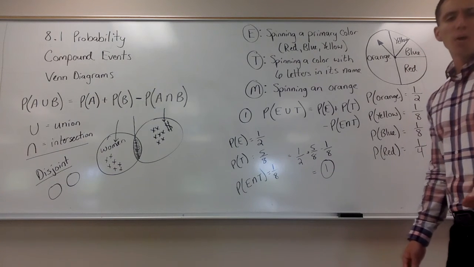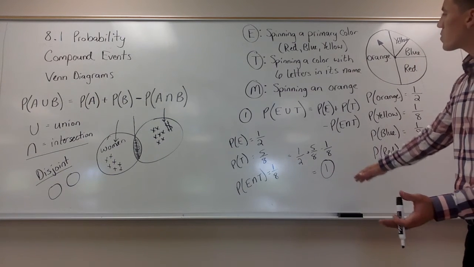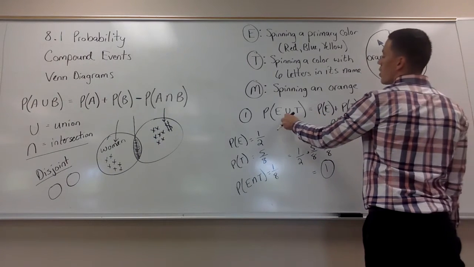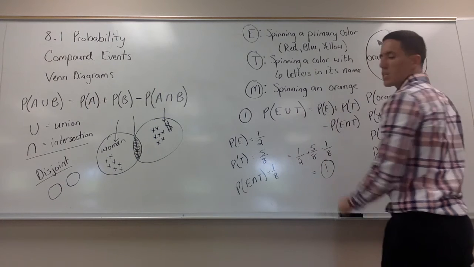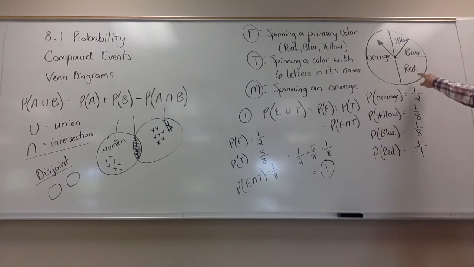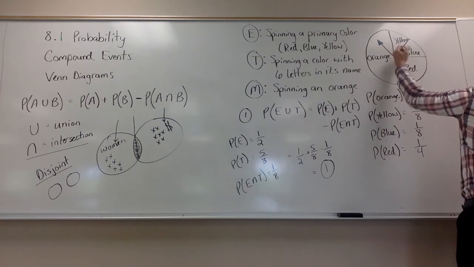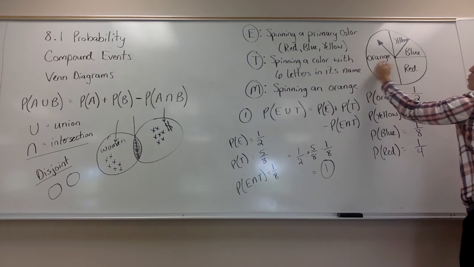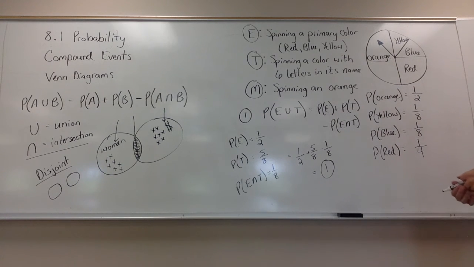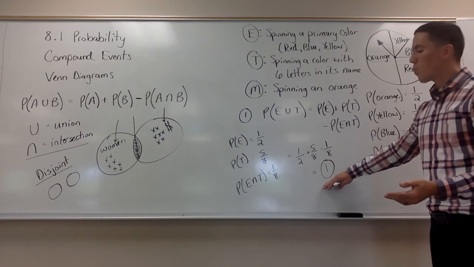So we need to analyze why that is. Why is it 100% sure that we will either spin a primary color or a color with 6 letters in its name? Well, if you look at the spinner up here, when you spin, there's really only 4 options that you can get, and 3 of those are primary colors, yellow, blue, and red, and the 4th option happens to be a color with 6 letters in its name. So it actually makes sense that our probability would be 1.